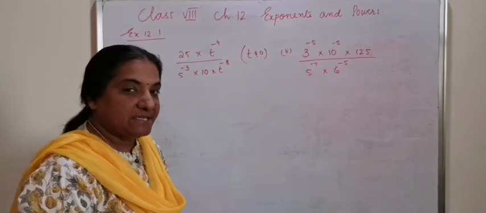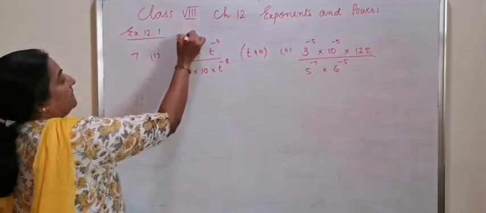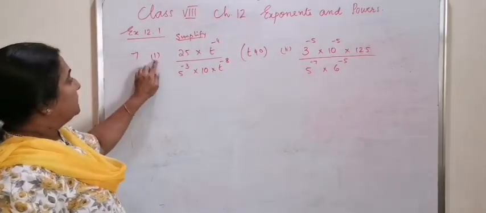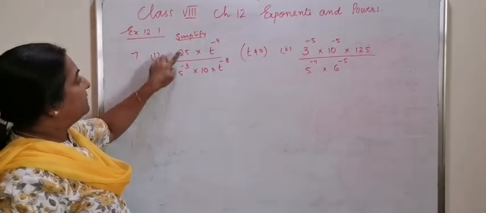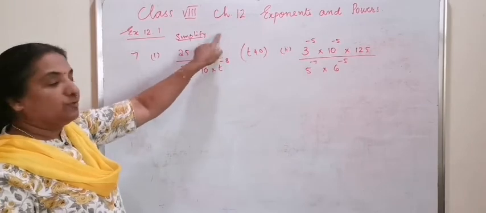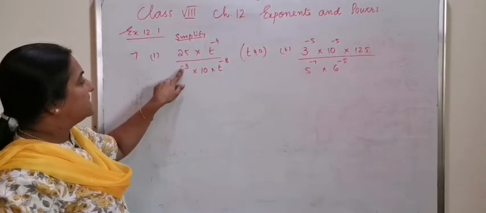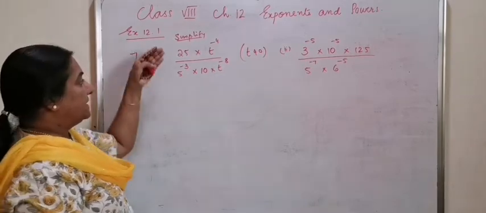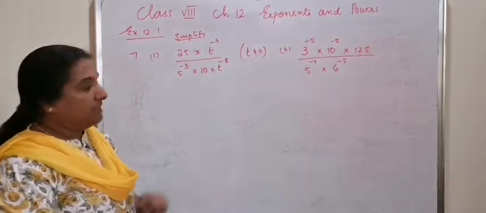Question number 7 is to simplify. The first is subdivision. 25 into t to the power of minus 4, 5 to the power of minus 3, 10 into t to the power of negative 8. That is, it's a fraction type.